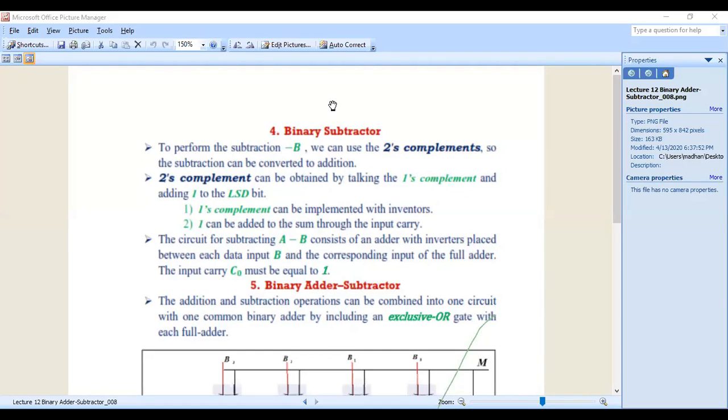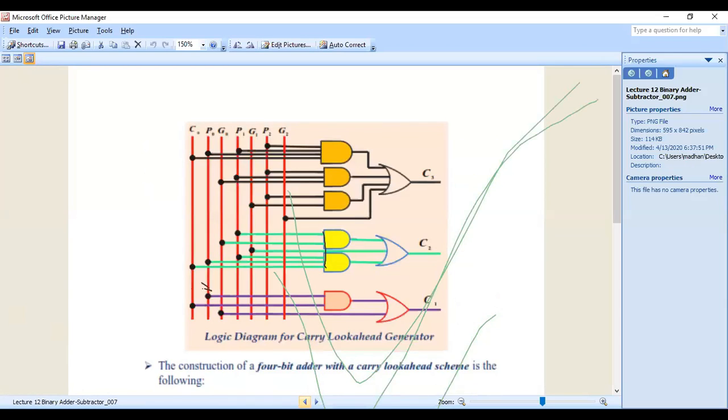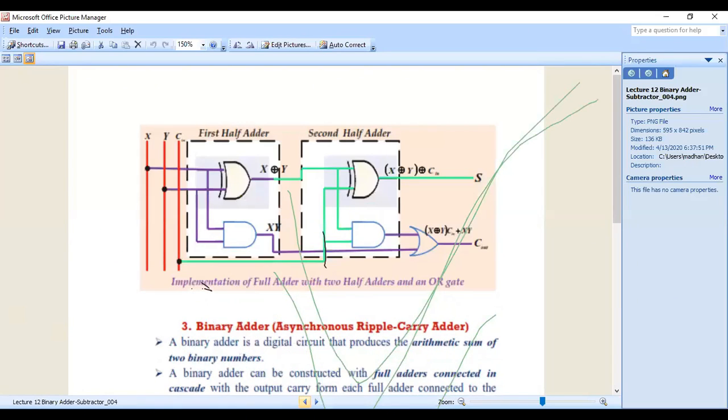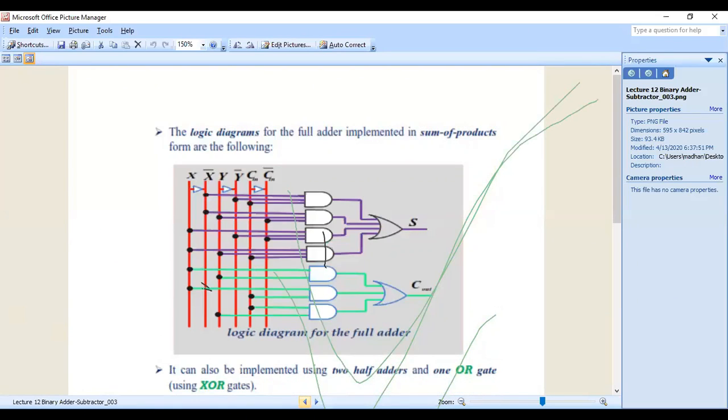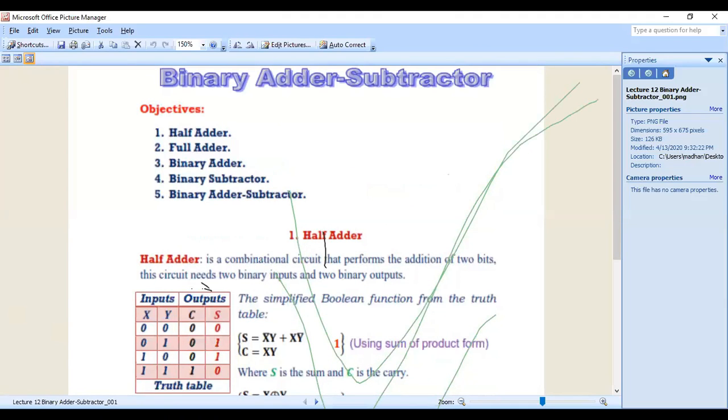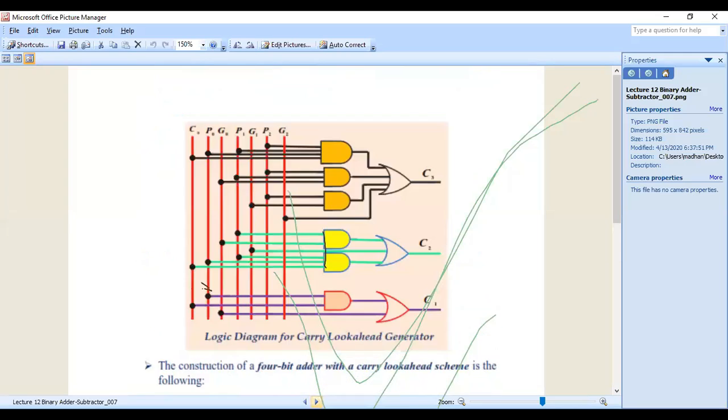So already we discussed what is the full adder and half adder, right? In the next session, this is the binary subtractor. In the previous topic, we discussed the binary adder and subtractor, in which we covered the half adder, full adder, and binary adder. So the next topic is binary adder and subtractor.